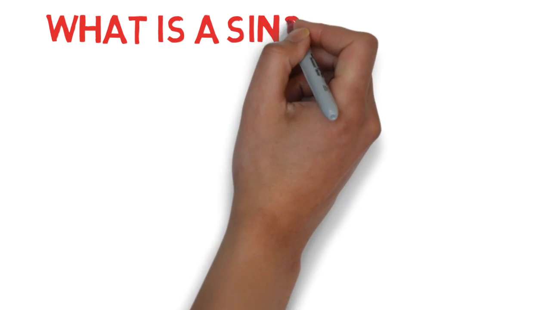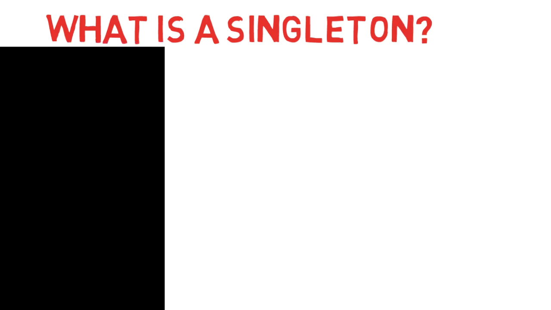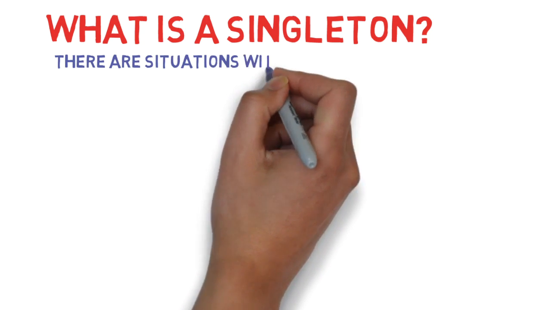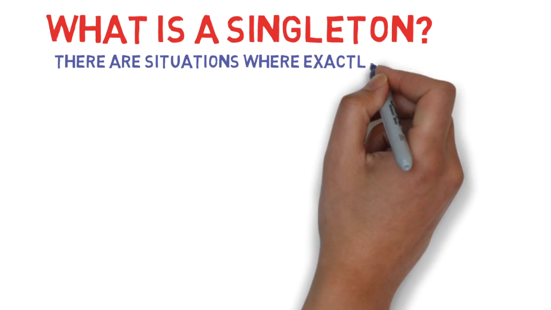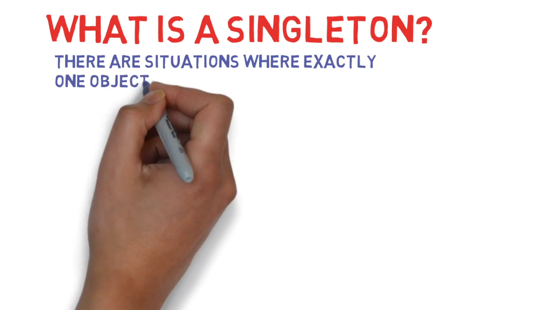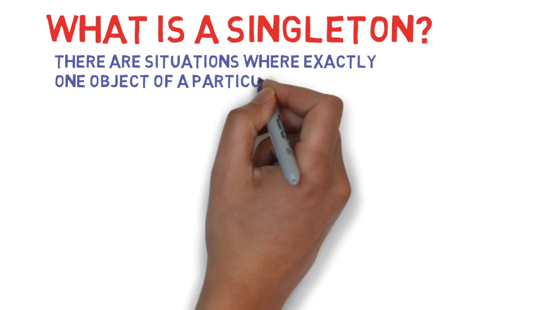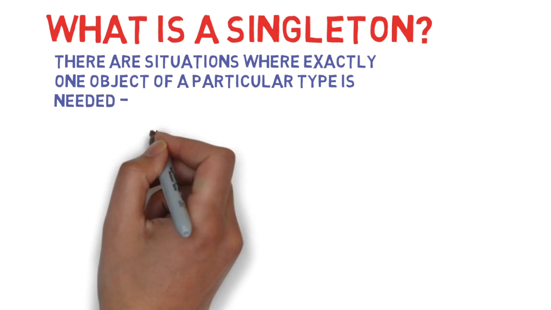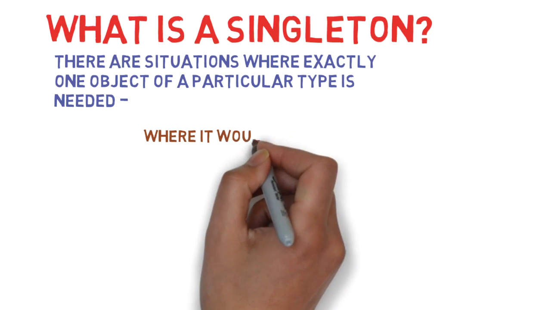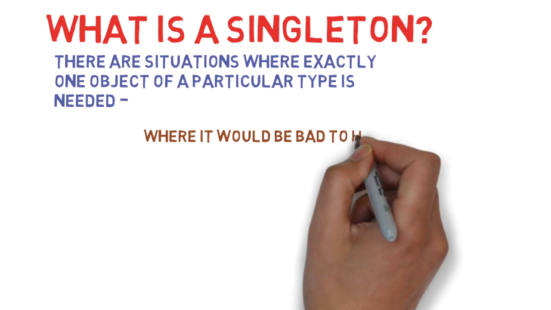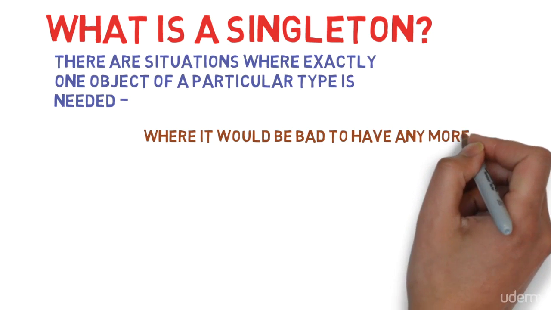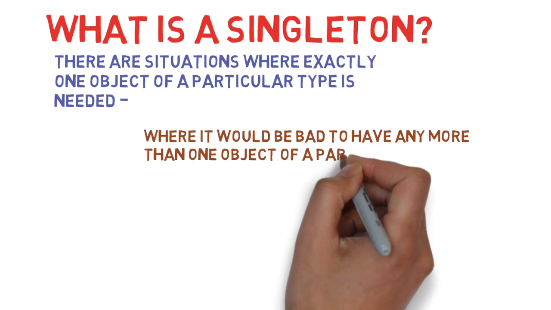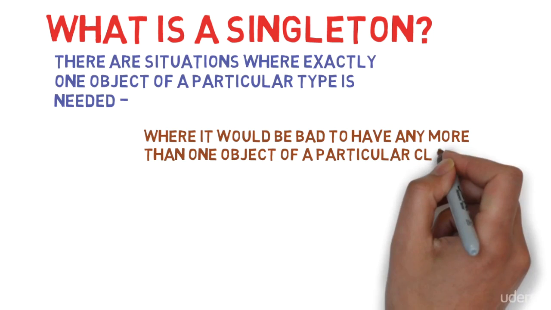So, what is a singleton? We've answered this in brief. Let's take a look in some detail at what it is. Now, you'll often find situations while you're programming where exactly one object of a particular type is needed. You don't want multiple instances. In fact, you want to programmatically enforce that only one object of a particular type can ever be instantiated. It would in fact be bad to have more than one object of a particular class. That is where you'd use a singleton.